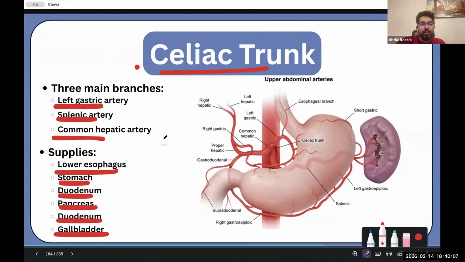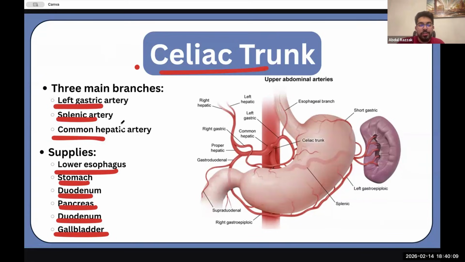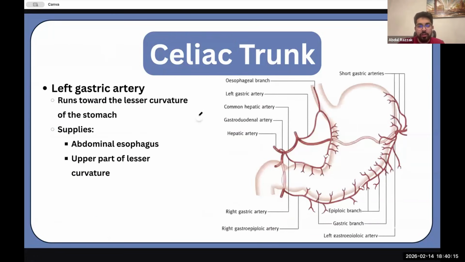Tamam? Okay. So now let's discuss each one of those branches on its own, to try to make it easier. The first one and the easiest one is the left gastric artery. We said that the lesser curvature of the stomach is supplied by the left gastric and the right gastric artery. This is what Samhar explained, tamam? But this is the same left gastric artery.